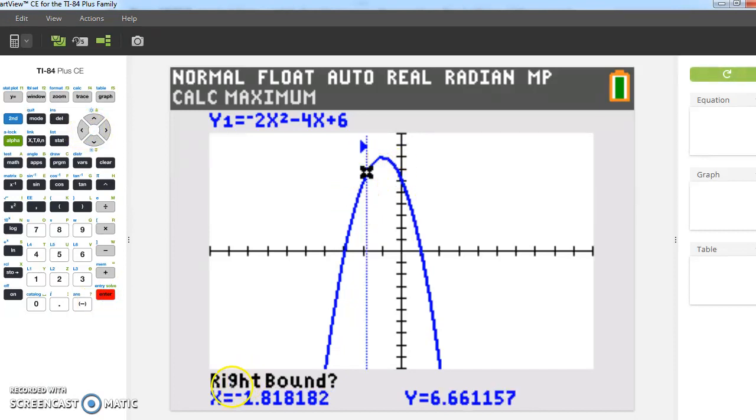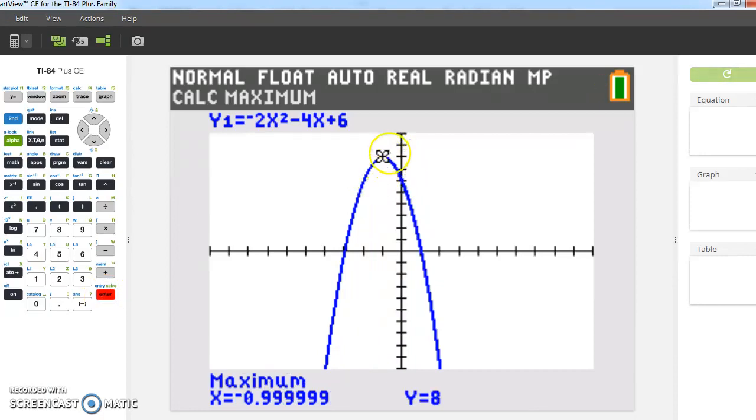Now the question changed, and the calculator is asking, are you right bound? Are you to the right of this now? And I'm not, so I'm going to get to the right of it by pressing the right arrow a couple times. Now I am, so I'm going to press enter there. And now you'll see these arrows facing each other. The calculator is asking, should I guess that it's between these two? And I'm going to say yes by pressing enter again.